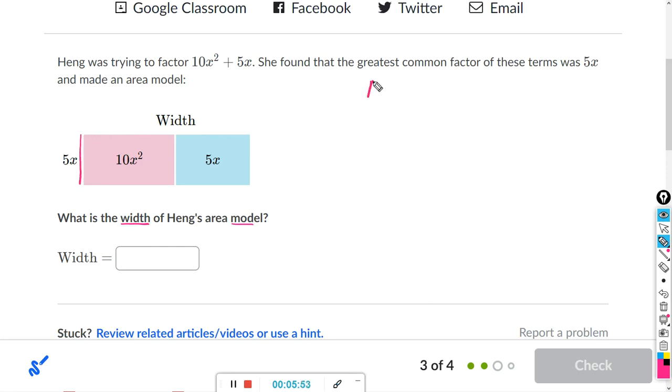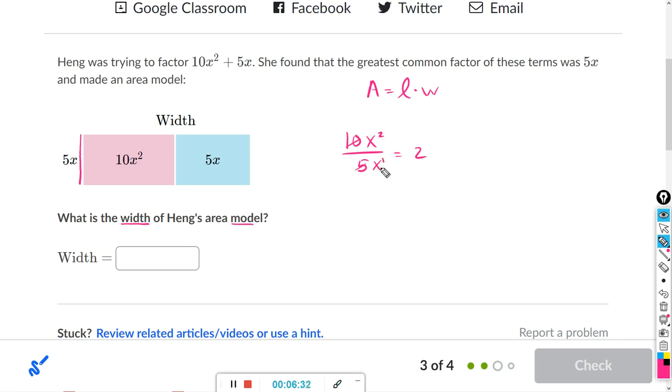All right, so just remember for the rectangle, the area is length times width. They give you the area. So in order to find the width, we just divide each of these by the length. So we have 10x squared divided by 5x. Okay, 10 divided by 5 is 2. And x squared divided by x. Remember, you can just subtract the exponents when you're dividing. So this is the same as x to the first power.